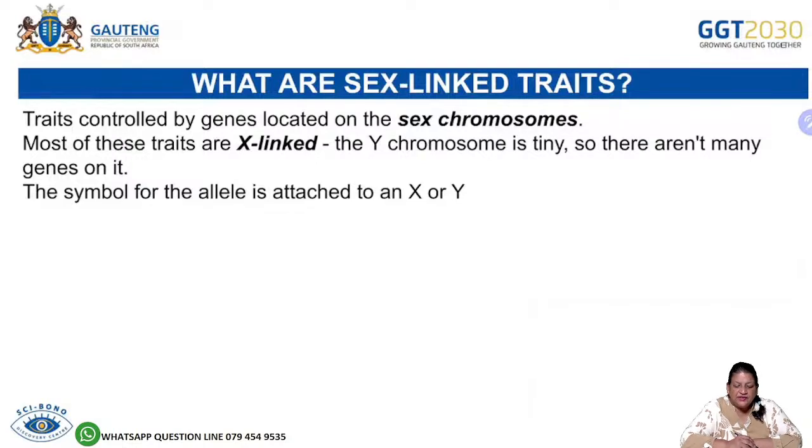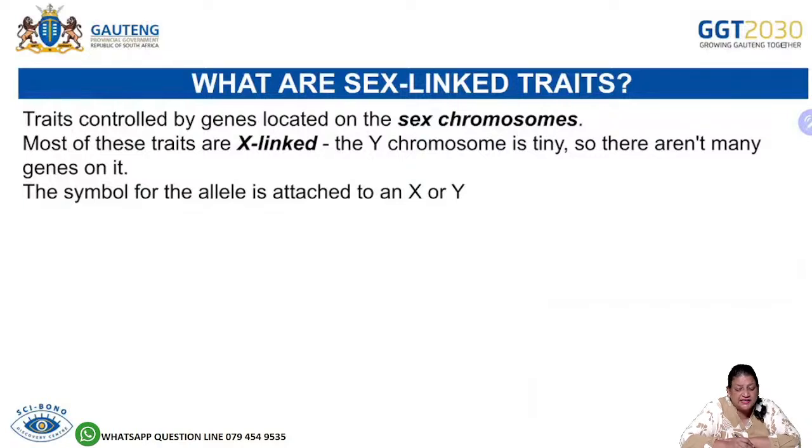Now we're going to look at what sex-linked traits are. They are traits controlled by genes on the sex chromosome, which is the gonosome. Where will we see it? On the 23rd pair. 22 pairs are autosomes, but the 23rd pair will be your gonosome. Always learn that biological term.